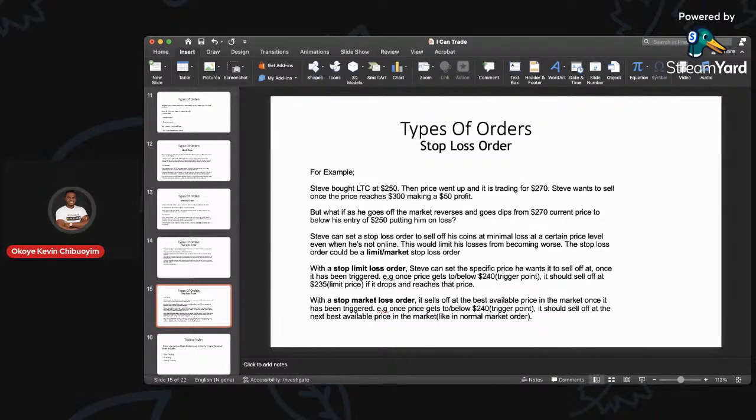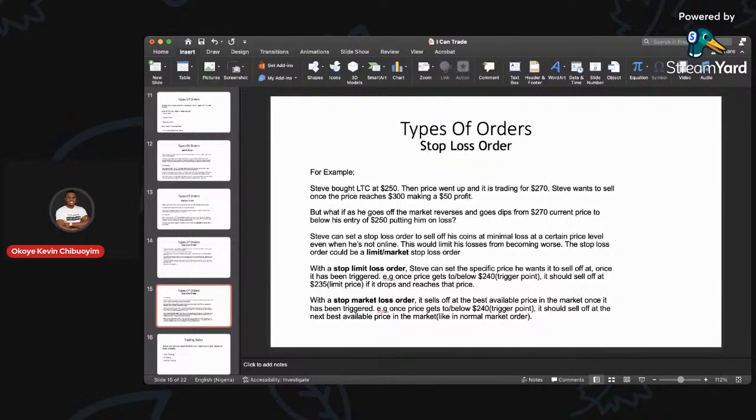This is the best thing about a stop loss order. Even if you are not online, whenever the price gets to that level, it sells it off for you. So this will limit his losses from becoming worse. Because imagine this thing starts falling from 270, it falls to 250, it keeps falling to like 230 or even 200. This guy is going to lose big money. So you're going to place a stop loss quite close to your entry. So if the market doesn't keep pumping as you planned, you will then sell off.